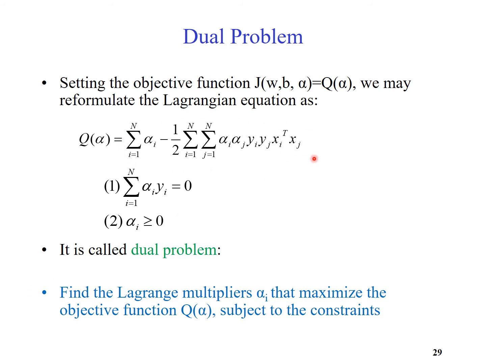This is called the dual problem. By the way, we changed notation from J to Q because we don't have W and B anymore. We have only one set of variable, alpha, so we change the notation to Q of alpha. So finally, in the dual problem, what we're going to do is calculate the alpha value which maximizes this. That's the final value of alpha. If you know the value of alpha, you can determine W and B, the line. You can calculate them very easily.